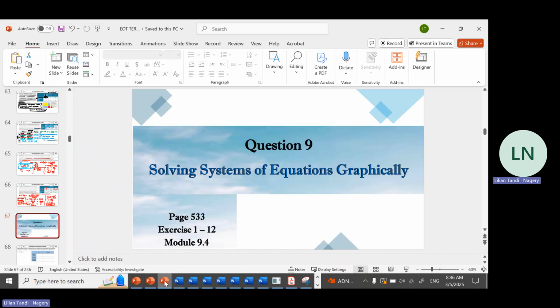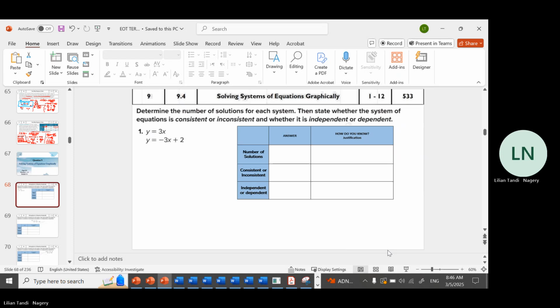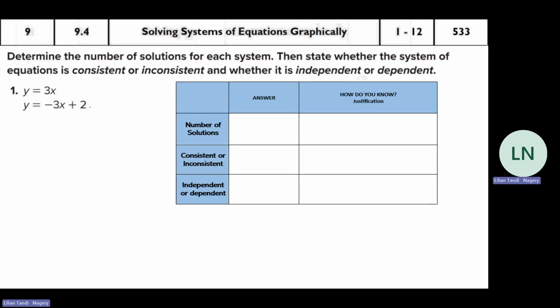Okay, so we continue with part 3 of the EOT for term 2. In this part, you will be doing systems of equations, both 2 systems and 3 systems. So we start. This question, like I always say, we have to know how to read. We have to read clearly, and we also have to know how many answers we need.